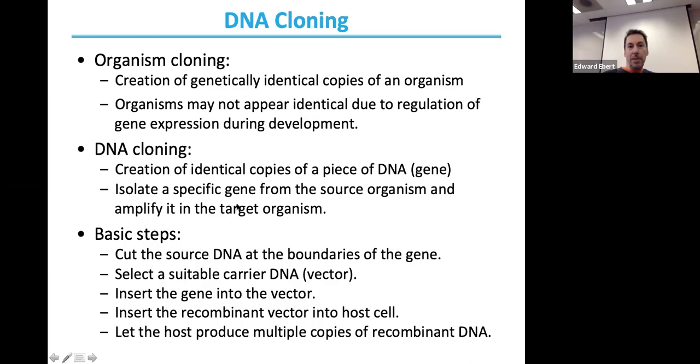So the basic steps for cloning are to cut out the source DNA at the boundaries of the gene. We find a particular carrier for that, which is known as our vector, something we can insert DNA into. Then we insert the gene into the vector, and get the recombinant vector into the host cell. And we let the host cell produce multiple copies of this recombinant DNA.